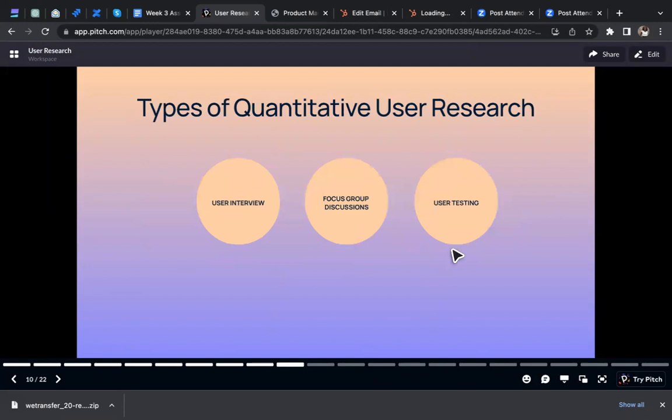Now, oh my God, this is supposed to be qualitative. I made a tautology here. This is qualitative. I'll make sure that I rectify it.